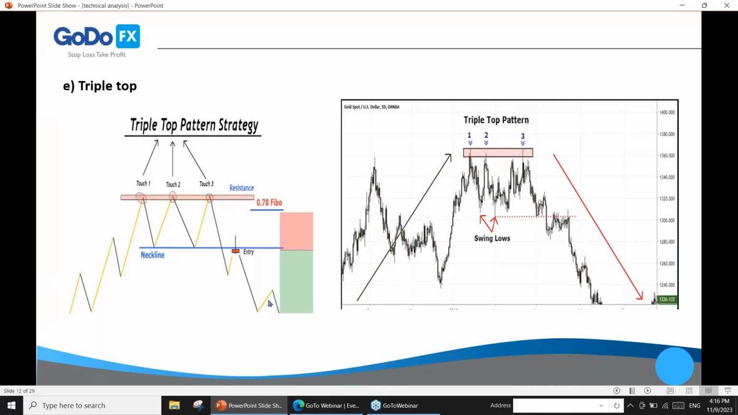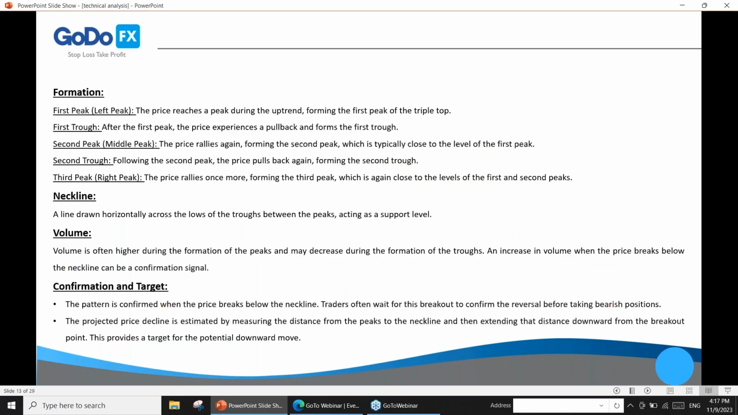So what we mean by reversal is that the pattern is gonna change the direction of the chart. So first we may have an uptrend. Then when we have a reversal chart pattern, after it the movement of the chart is gonna change and is gonna be a downtrend after it. So here are the key characteristics of it.